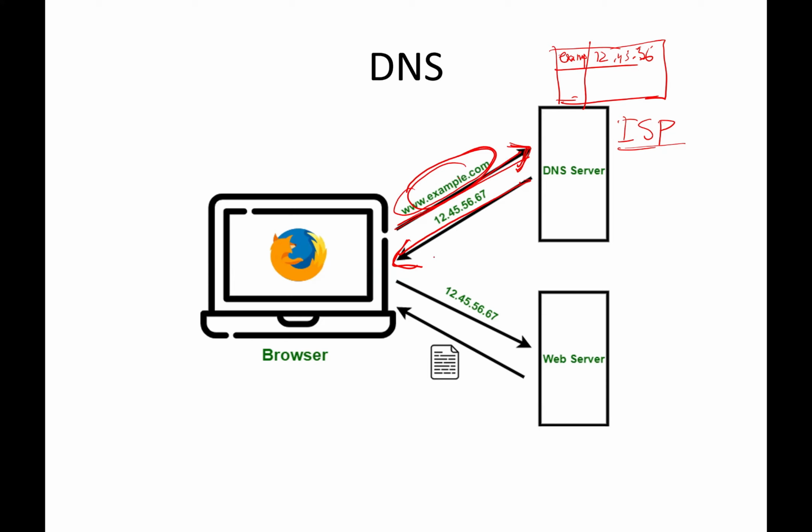Next, the client browser uses this IP address to communicate with or find the web server. So instead of the request for example.com coming directly to the web server, we first send it to the DNS server. The DNS server sends the IP address back to the browser, and then the browser uses that IP address to communicate with the web server. So this is the real address of the web server.